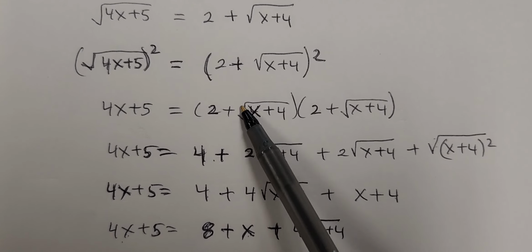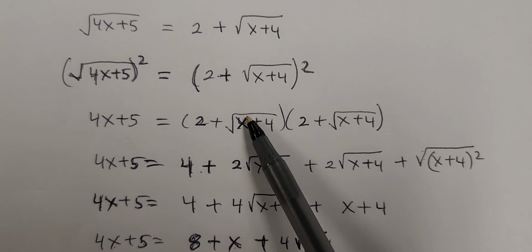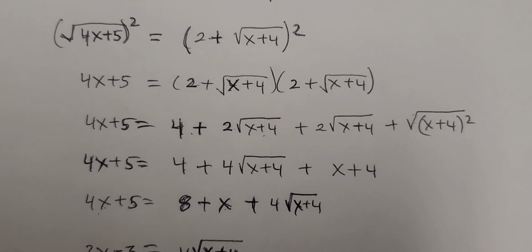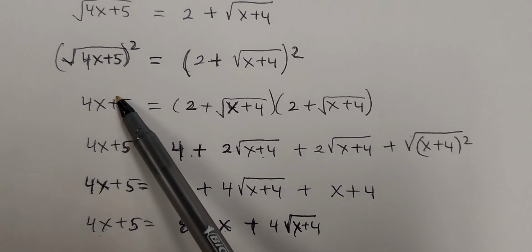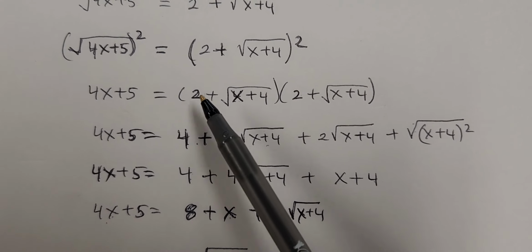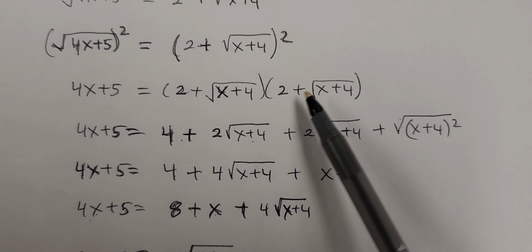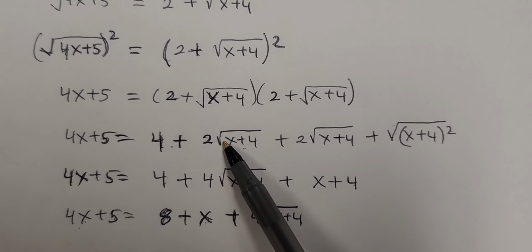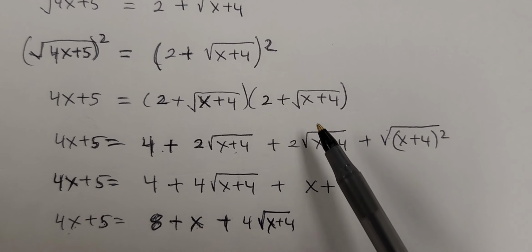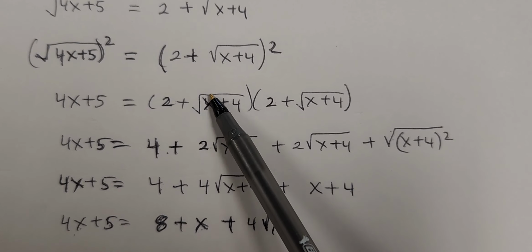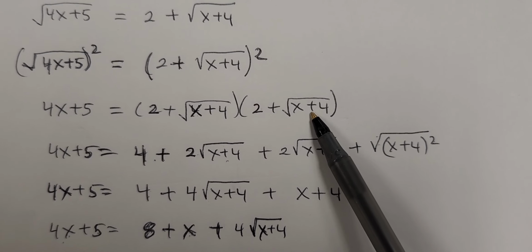This right here, there are two of them, so write it out twice. 1, 2. Next, we will use distributive property. So this on the left, bring it straight down. So 2 times 2 gives me 4. 2 times this gives me this 2 radical x plus 4. This radical x plus 4 times 2 is over here. And then there are 2 of x plus 4. So here's 1 and here's a second one.